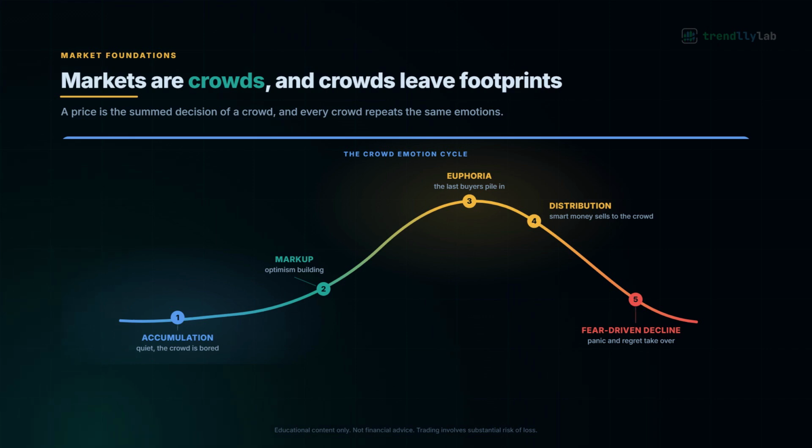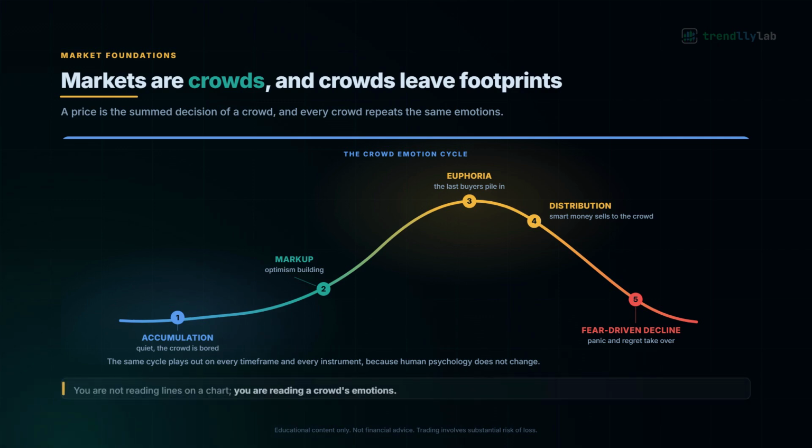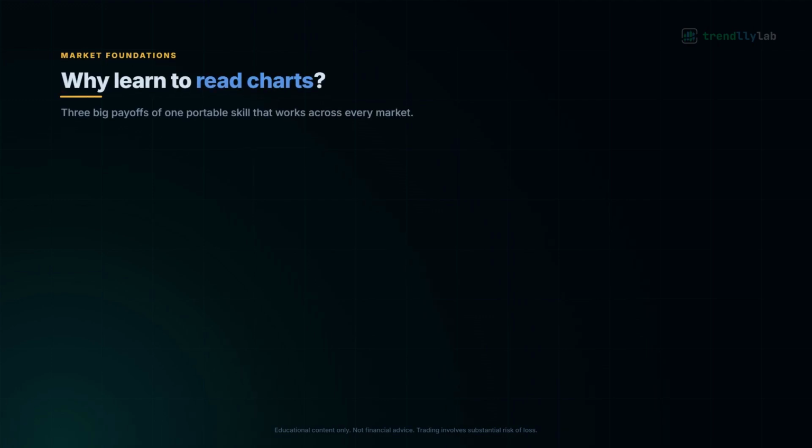The same cycle plays out on every time frame and every instrument, because human psychology does not change. So you are not really reading lines on a chart. You are reading a crowd's emotions, which is exactly why this one skill travels so far. So why learn to read charts at all?